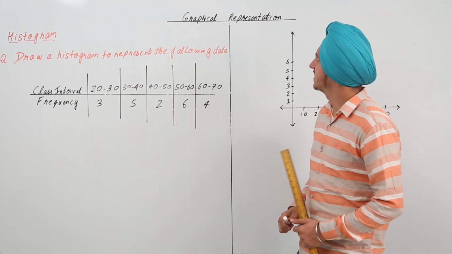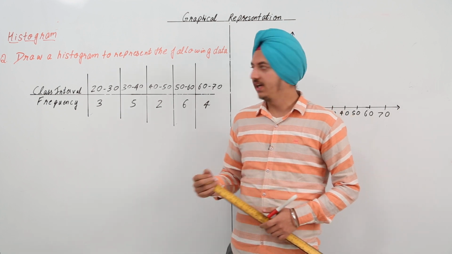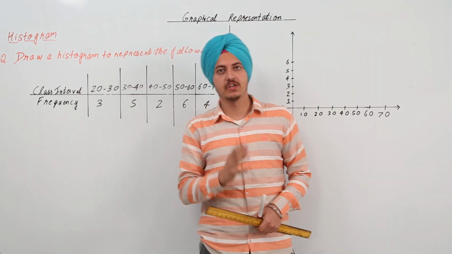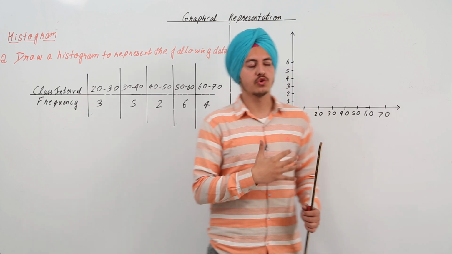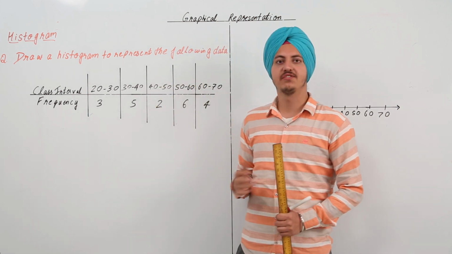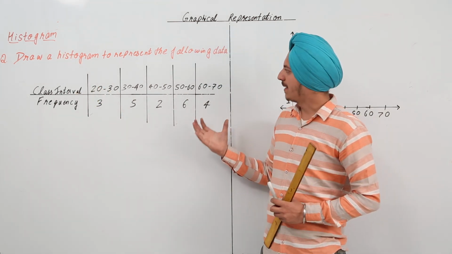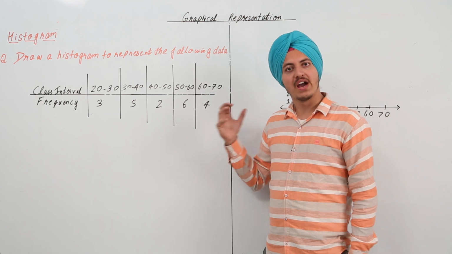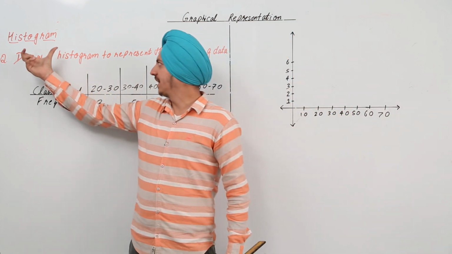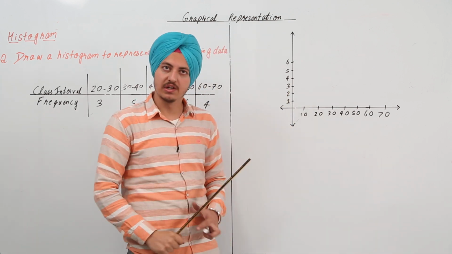Now the chapter says graphical representation. So in this chapter what we are going to study is how to represent a certain type of data onto graphs. And there are two types of data representation. The first type is a histogram. So in a histogram, we have to represent this data onto this graph paper.